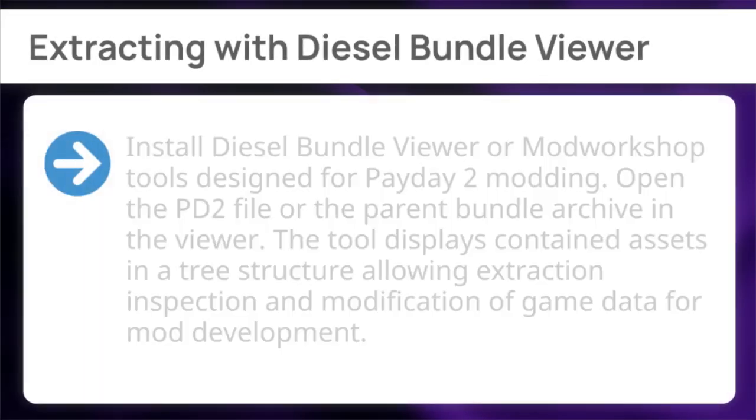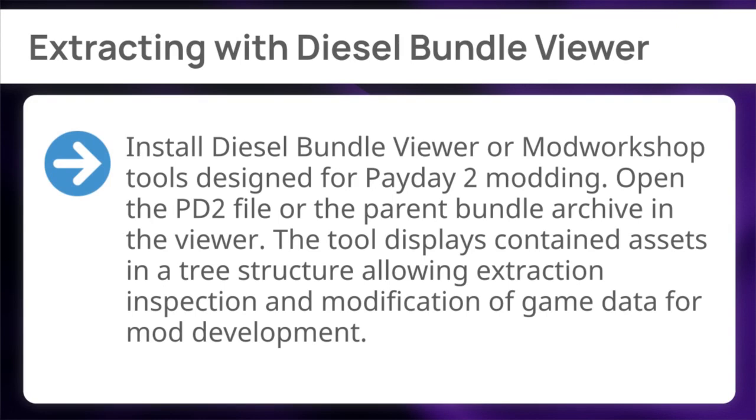First, extracting with Diesel Bundle Viewer. Install Diesel Bundle Viewer or Mod Workshop tools designed for Payday 2 modding. Open the PD2 file or the parent bundle archive in the viewer. The tool displays contained assets in a tree structure, allowing extraction, inspection, and modification of game data for mod development.